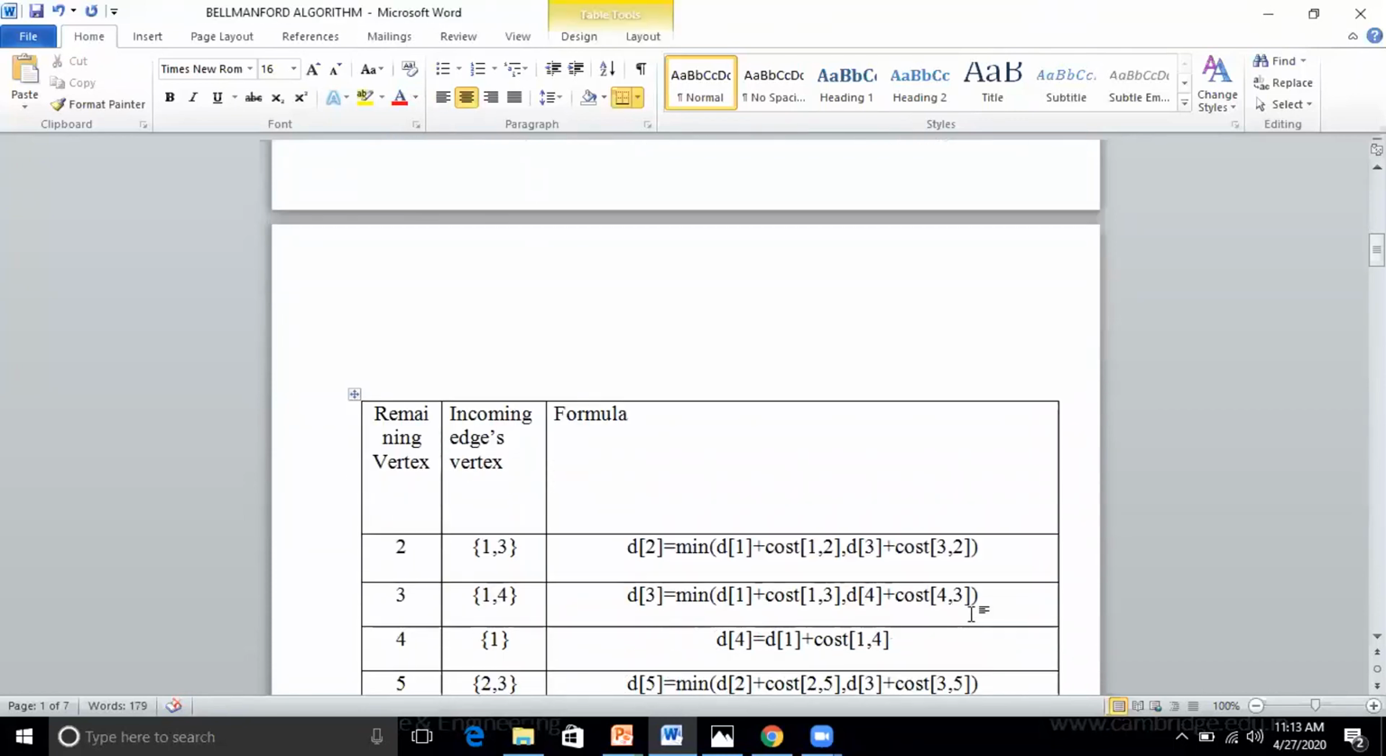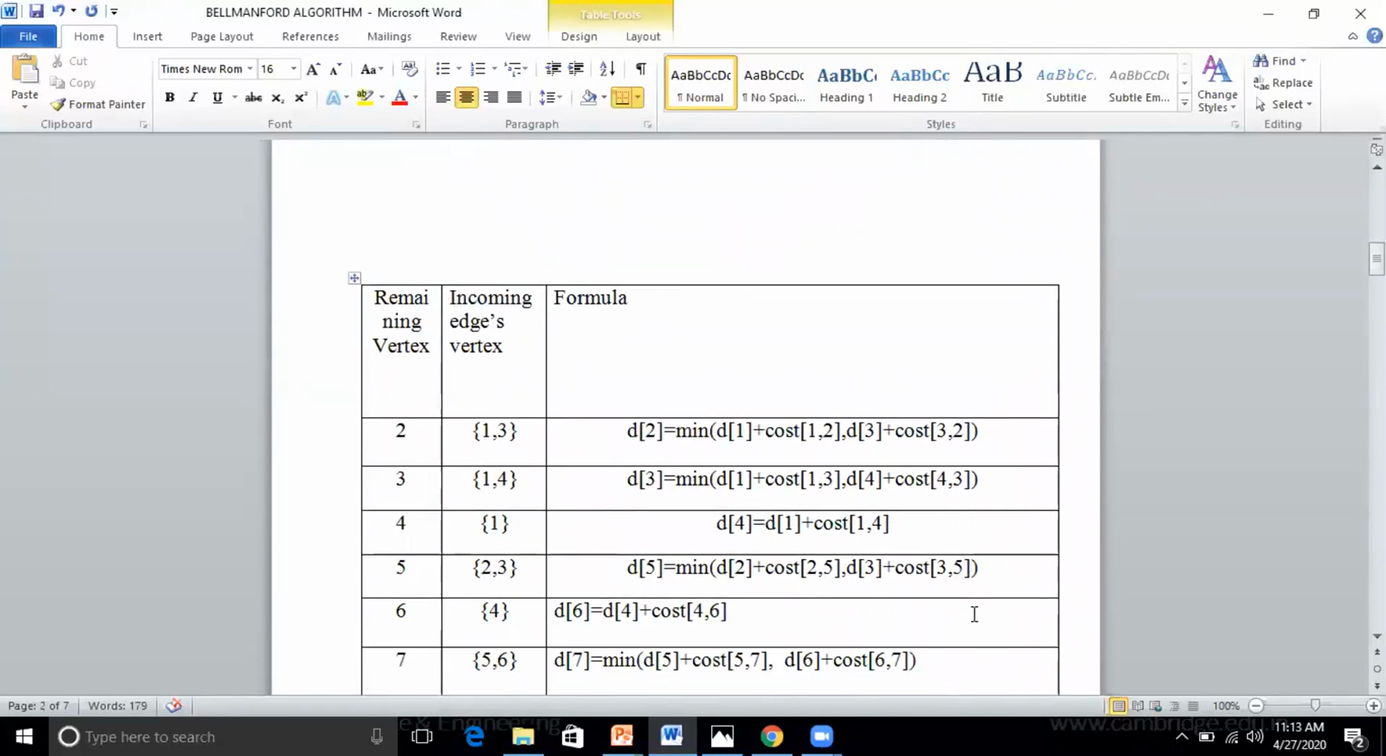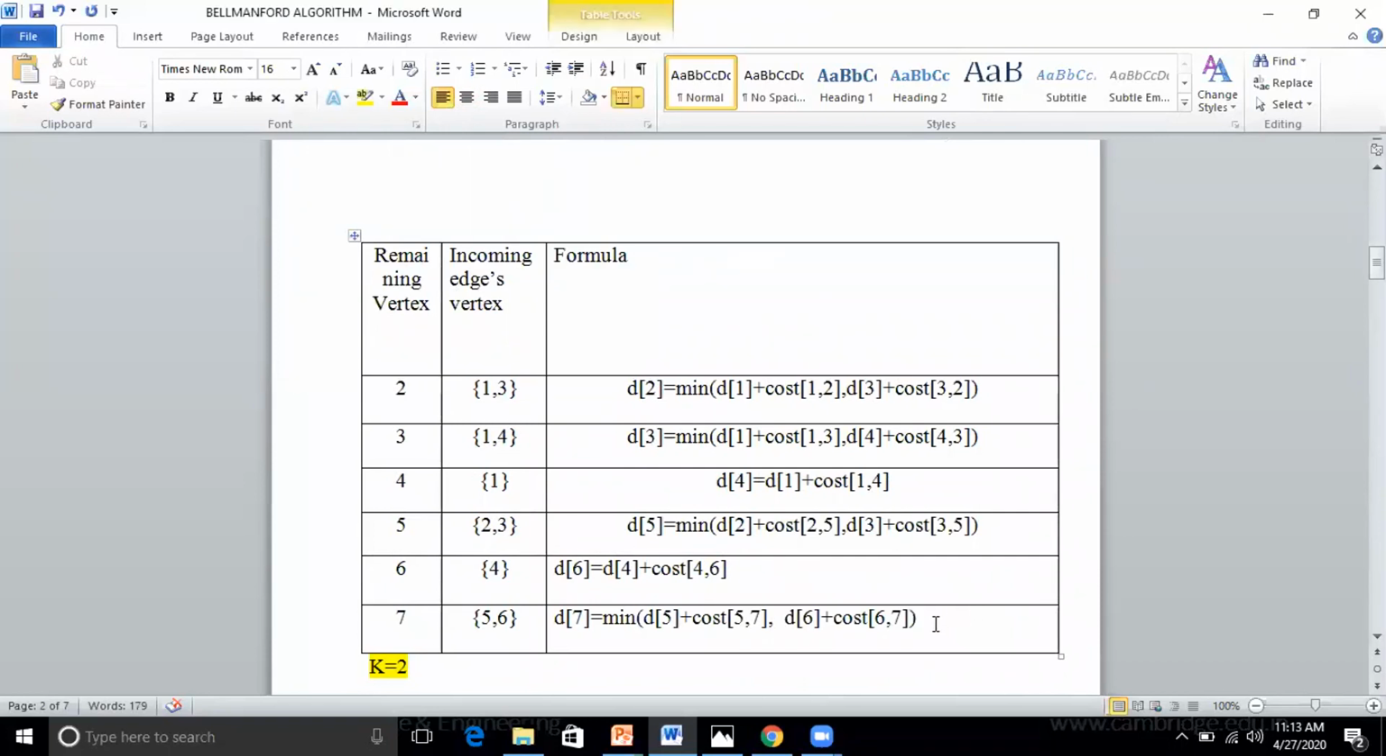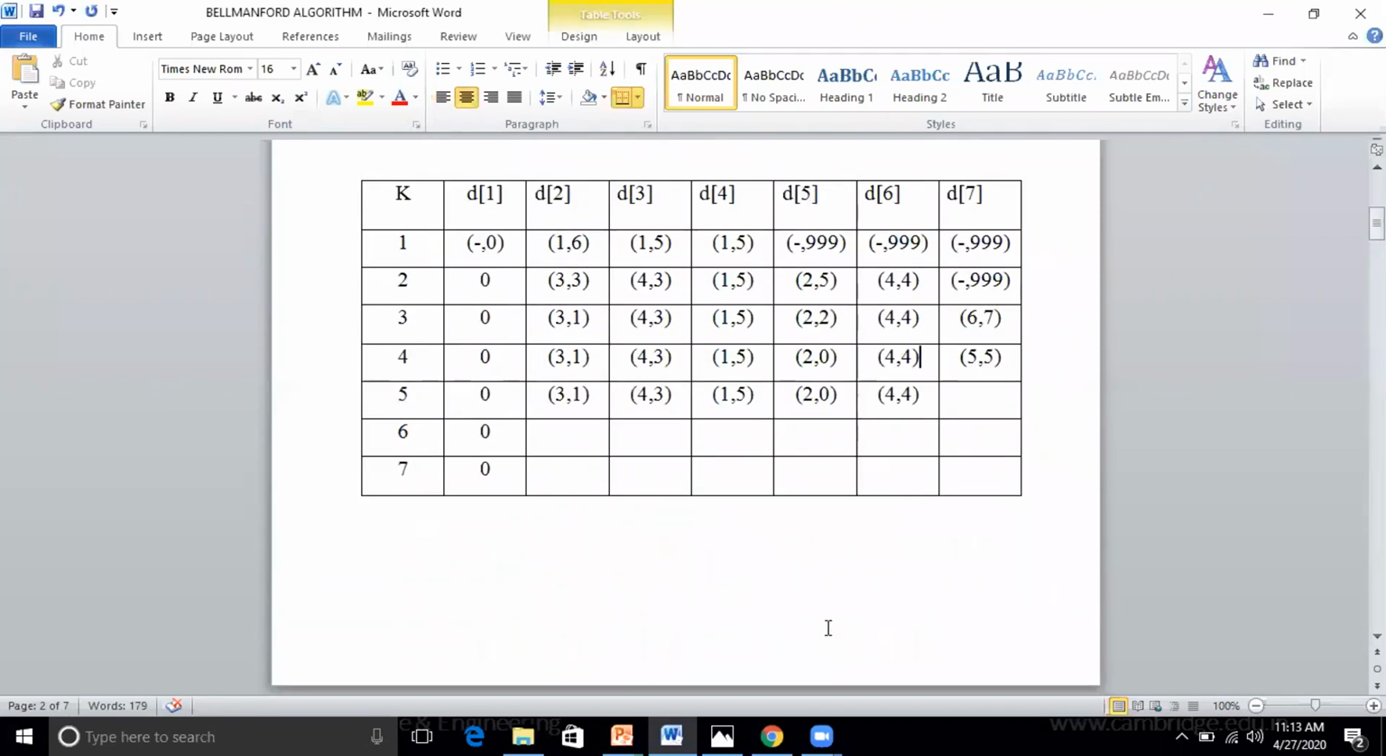I'll just display the formula. D of 7 is equal to min of D of 5 plus cost of 5 to 7, comma D of 6 plus cost of 6 to 7. What is D5 value? D5 value is 0. See, D of 5 is 0. 0 plus cost of 5 to 7 is 3. So 0 plus 3, you get 3. So it is 5, 3.